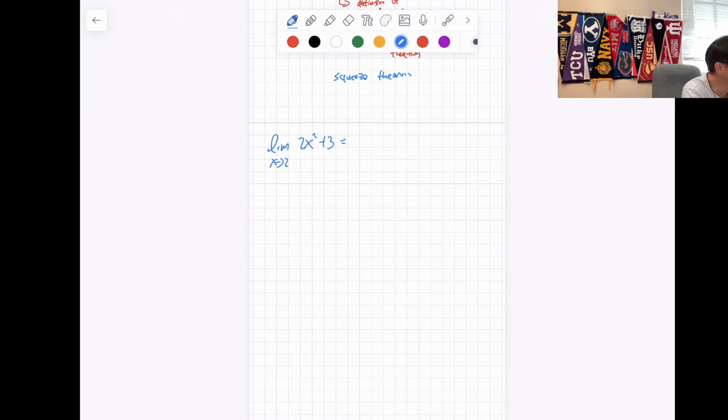So what's the first thing about limits? Yes, plug in. We just plug in. And that's going to be 2 times 4 plus 3, and that's going to be 11. And hopefully that's done. But is there a chance that I give you this question?